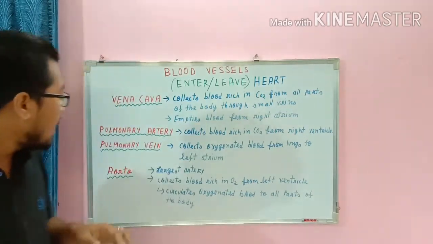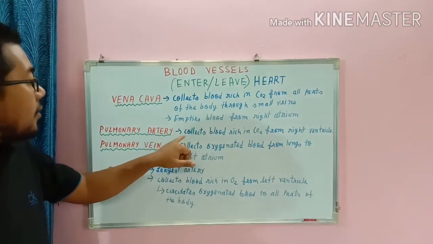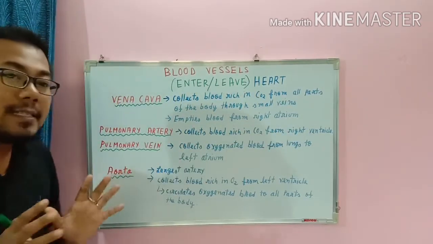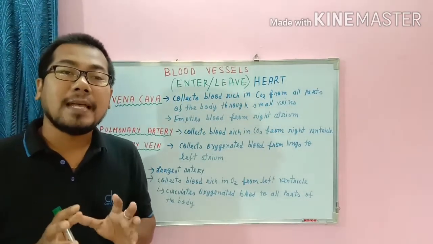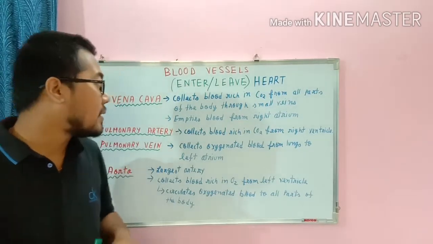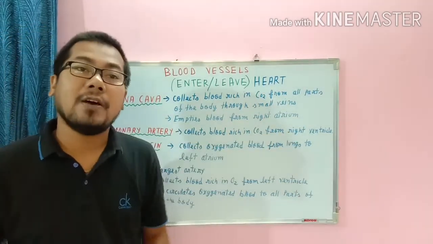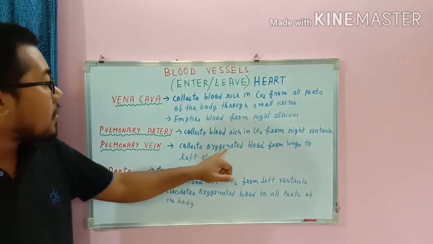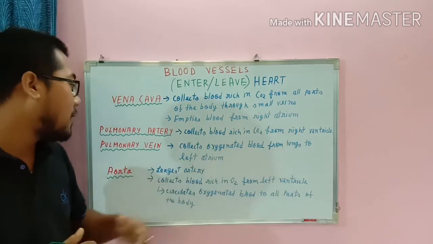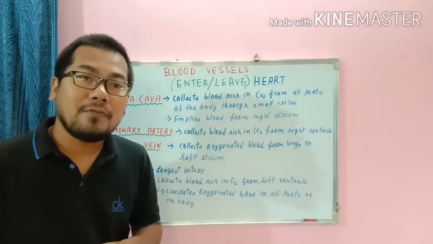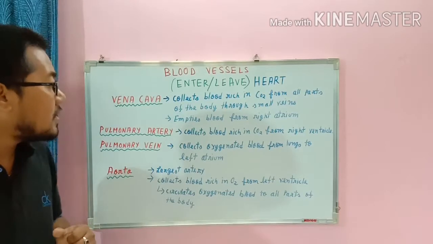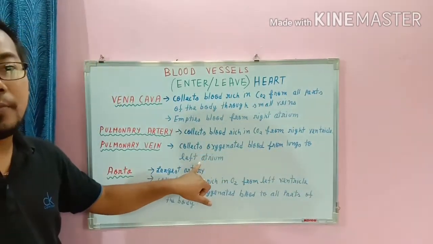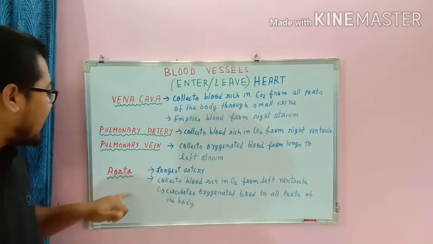Next is the pulmonary artery. It collects blood rich in carbon dioxide from the right ventricle of the heart. Next, the pulmonary vein. It collects oxygenated blood from the lungs to the left atrium. So the pulmonary vein collects the blood which is rich in oxygen from the lungs to the left atrium of the heart. Next is aorta.